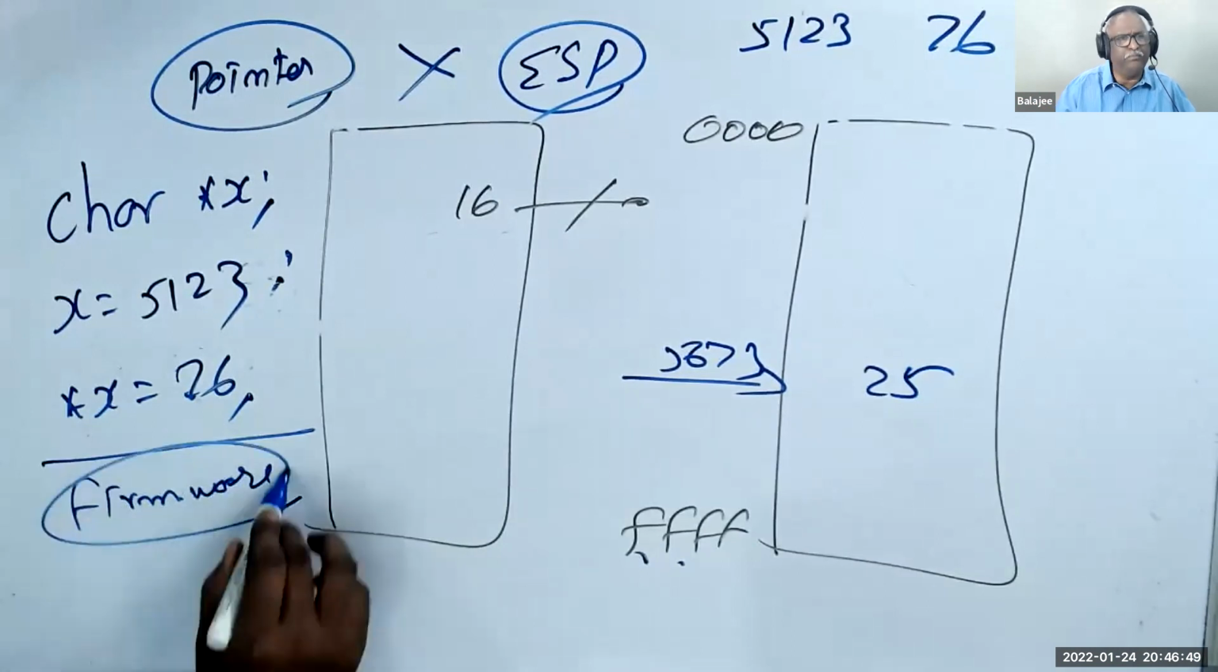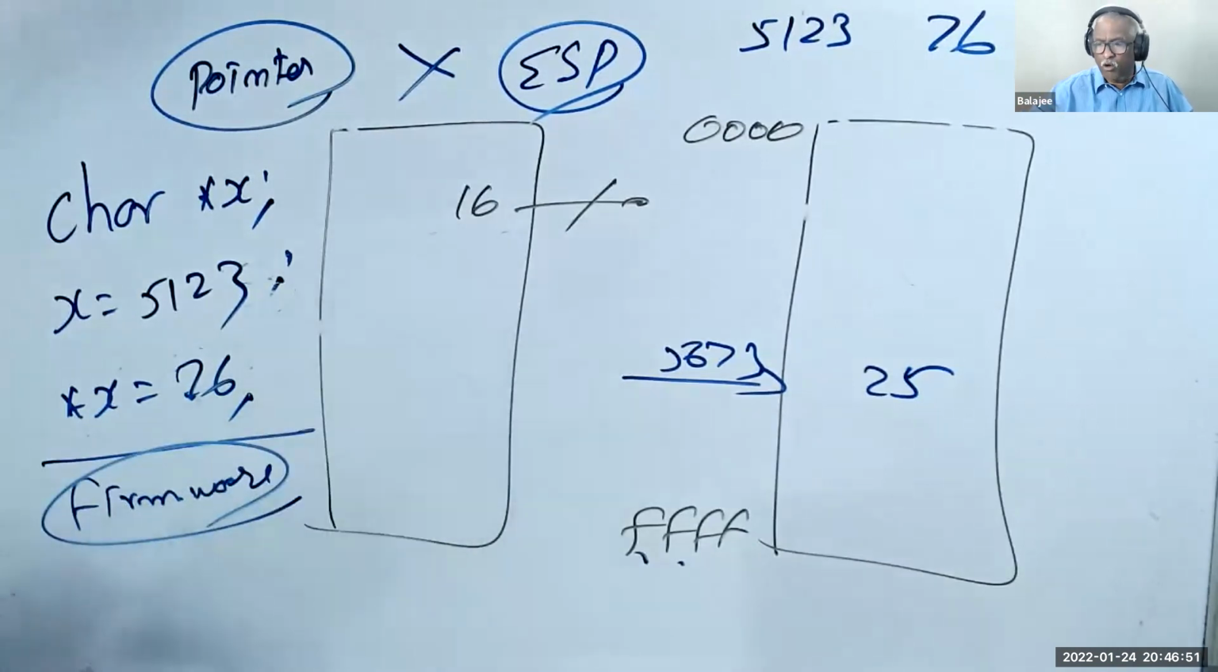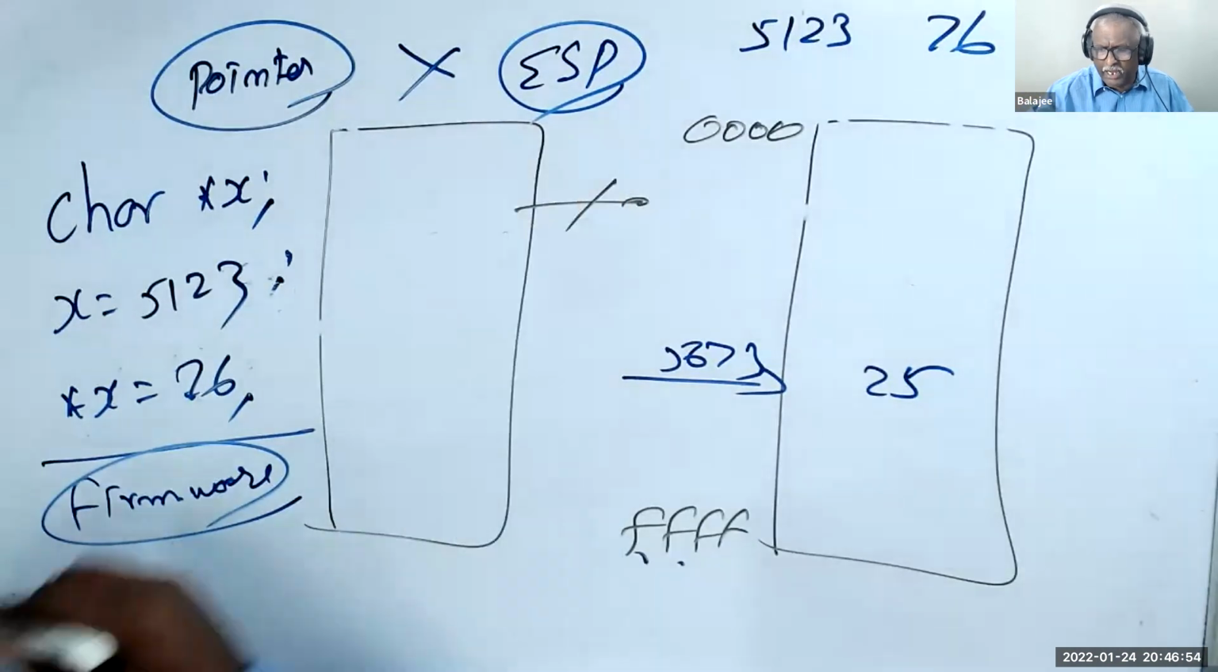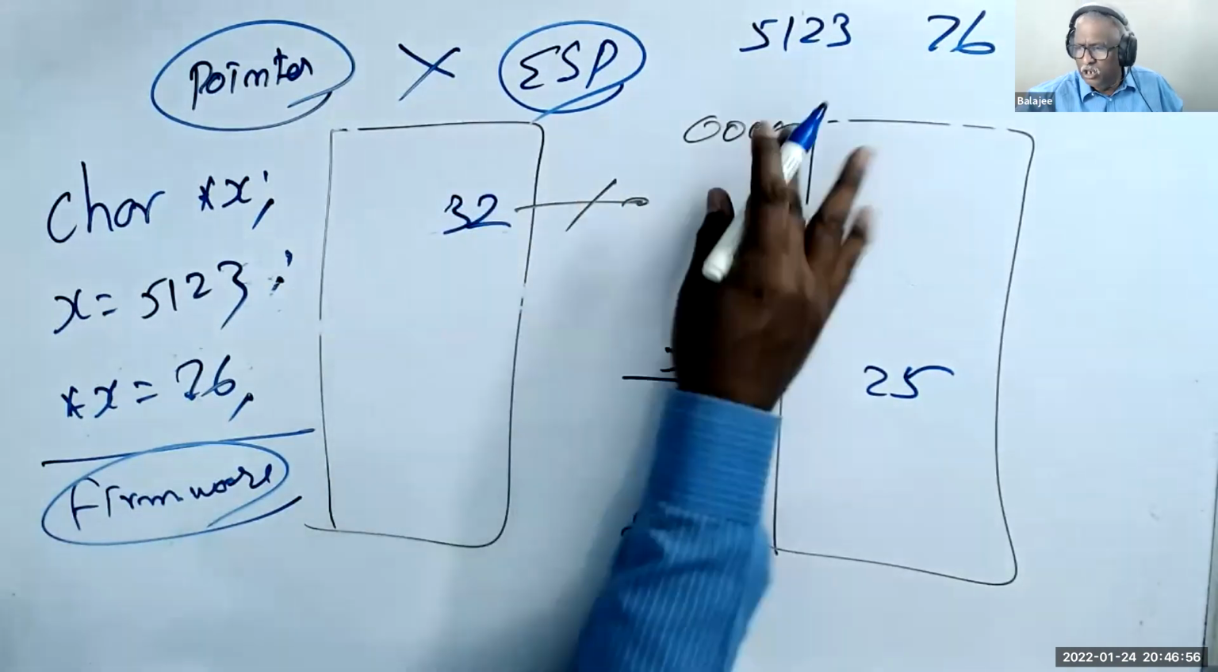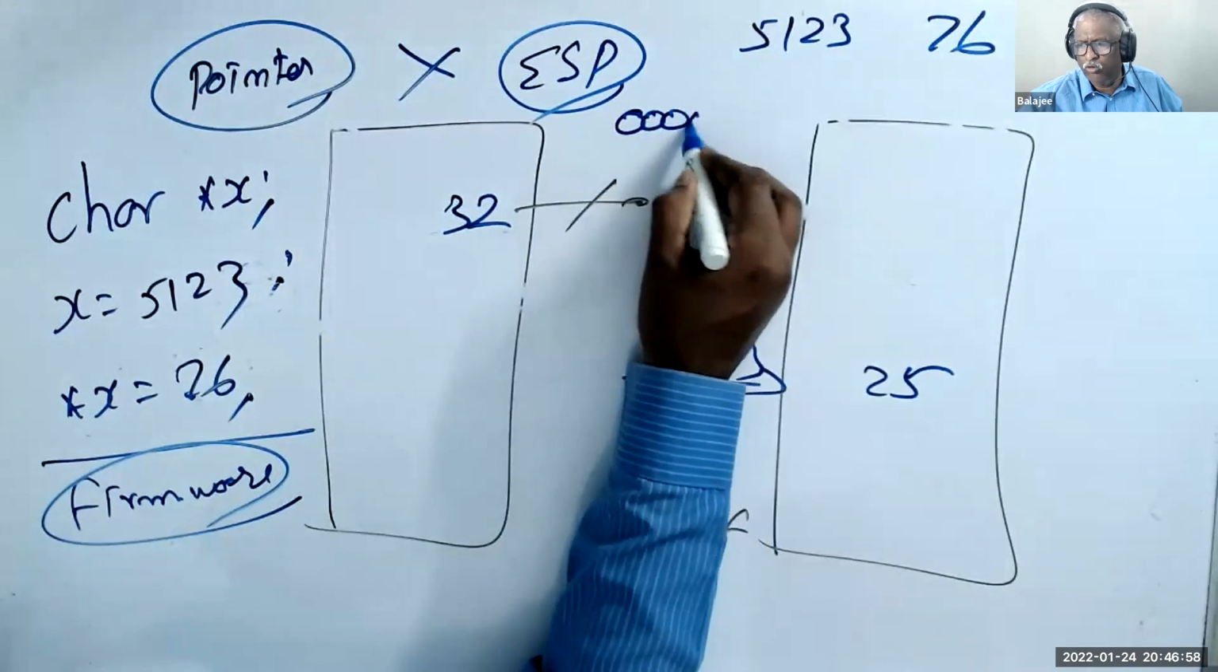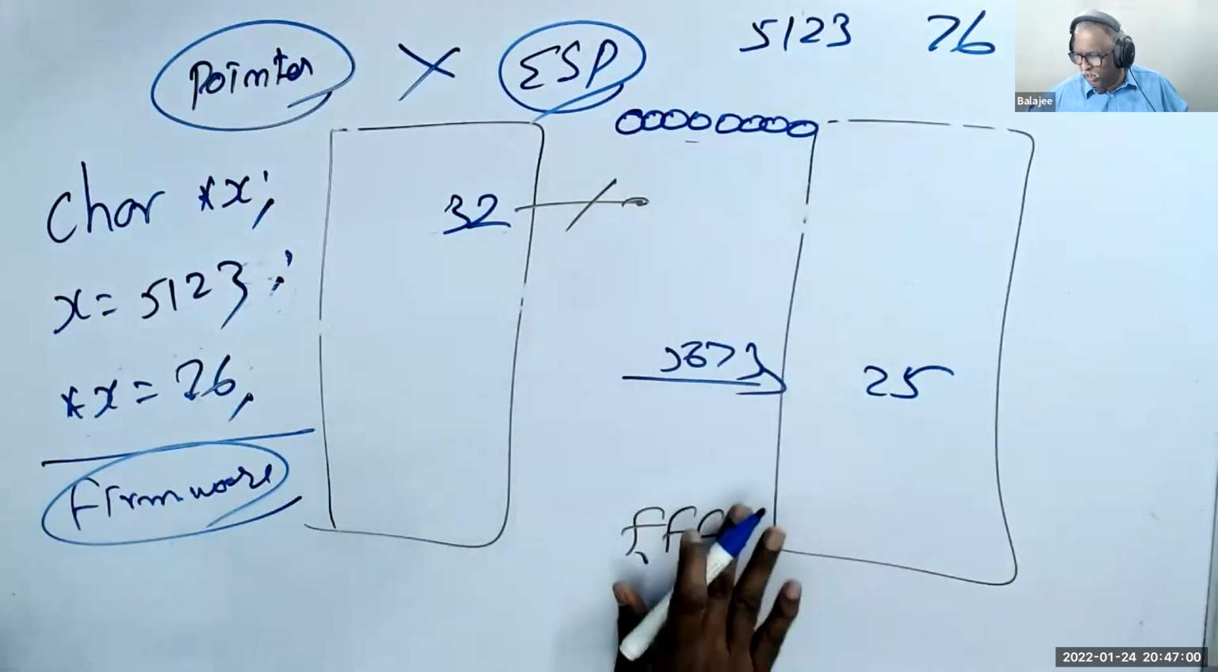Because you are writing the program directly on the microprocessor. For example, say I have a 32-bit address. That means your address starts from 000, 32-bit, up to all Fs, 8 Fs.